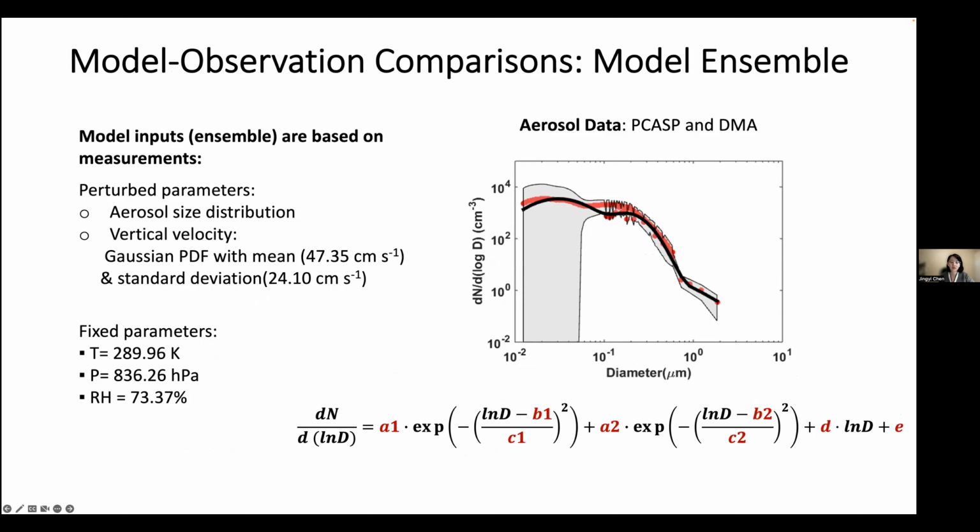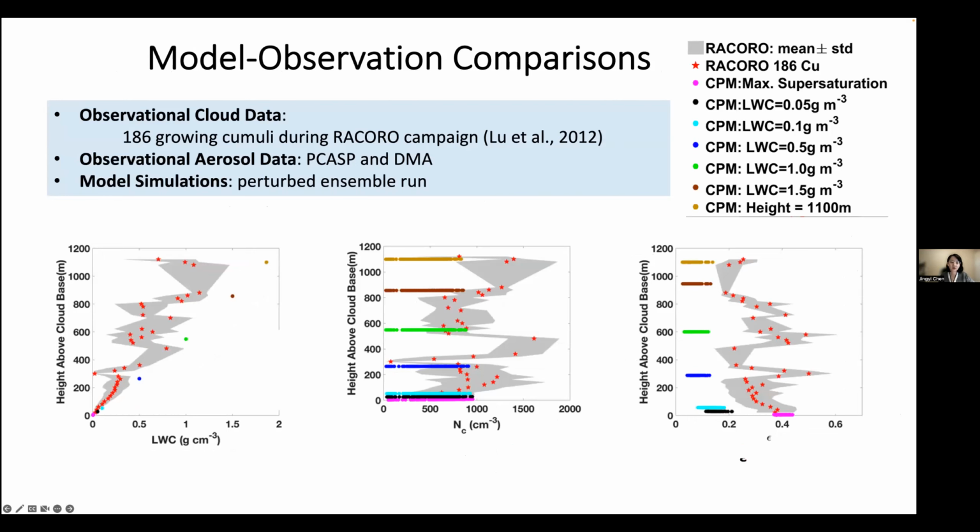Now this is the comparisons. As before, both the red star and the shading are from the observation. The color dot line is from the cloud parcel model. We see the liquid water content is at the largest end of the observations. This is expected because we use the adiabatic assumption and the real cloud is not. And we have the perturbed cloud droplet number concentration almost there to cover the range of the observations, but the relative dispersion is smaller than the measurements.